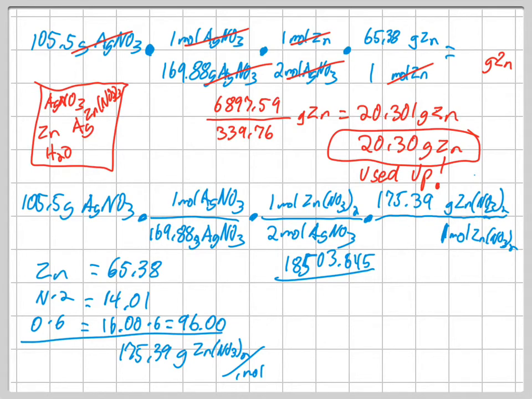Oh, you know what? I don't have to do that again. You know why? Because remember when I said, hey, I like to write these numbers down? It's because that number is what we get on the bottom. They always come in handy. This would be grams of zinc nitrate. So I'll just divide that 18,503.645 by 339.76. And I will get 54.46.